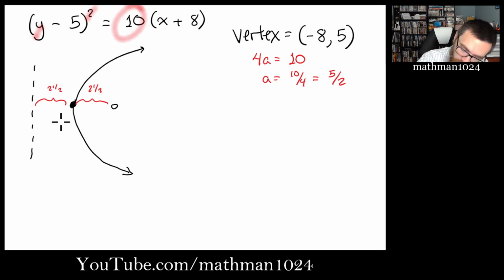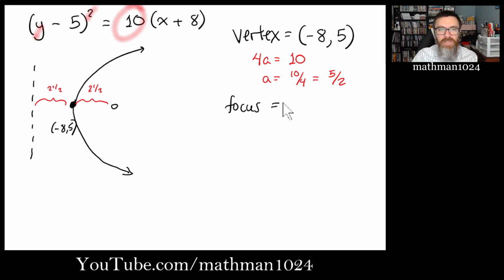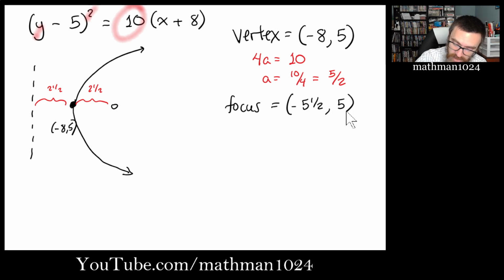All right, so we have, let's see, this is -8, 5. Let's identify the focus. So the focus is shifted, or it's 2.5 units to the right of the vertex. So if I add 2.5 to this, I like to do this in parts, right? So if I add 2 to -8, I get -6. If I increase that by 1/2, that's -5.5. And the y value stays at 5. All right, so the focus is -5.5, 5.